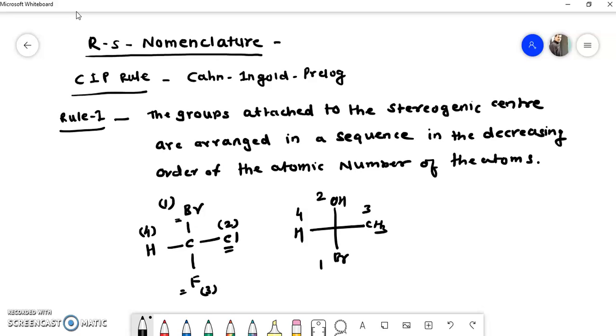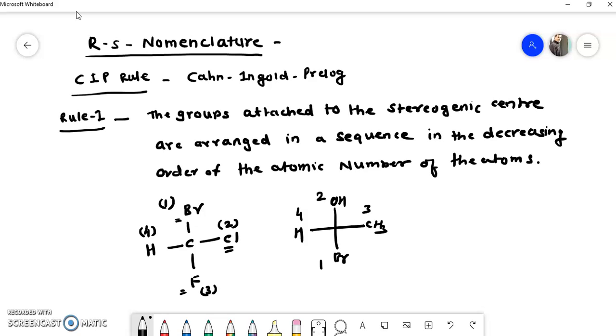What does rule 1 say? The groups attached to the stereogenic center are arranged in a sequence in the decreasing order of the atomic numbers of the atoms. The atom must be directly attached to the central stereogenic carbon. So in this way, the priority is assigned to the groups which are directly attached to the carbon. This is rule number one.